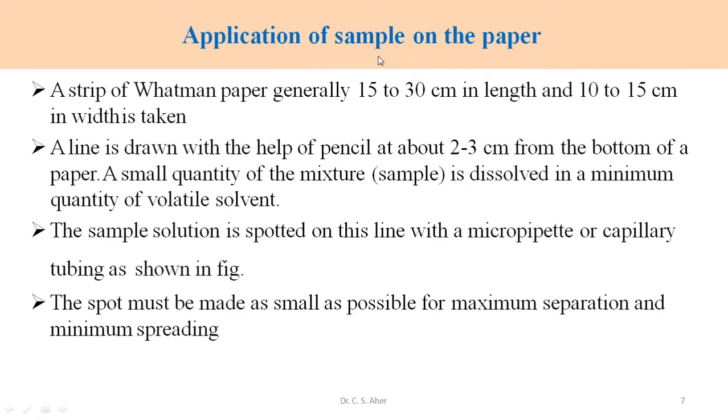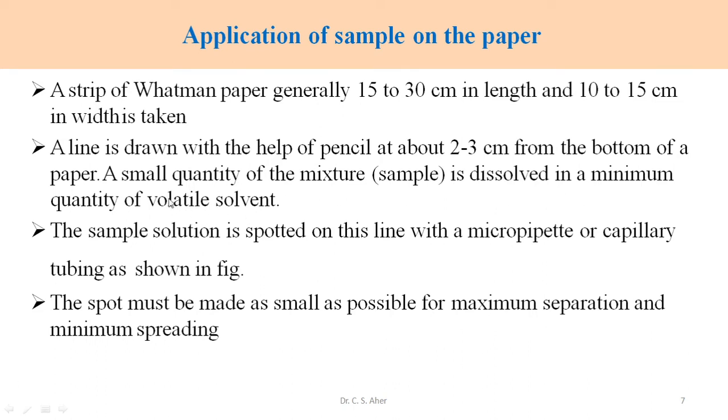So first, application of sample on paper. This strip of Whatman filter paper is a kind of filter paper specially designed for chromatography. A strip of Whatman filter paper, 30 centimeters in length and 10 to 15 centimeters in width, is taken. A line is drawn with the help of a pencil at about 2 to 3 centimeters from the bottom of the paper. A small quantity of the mixture, that is the sample, is dissolved in a minimum quantity of volatile solvent.